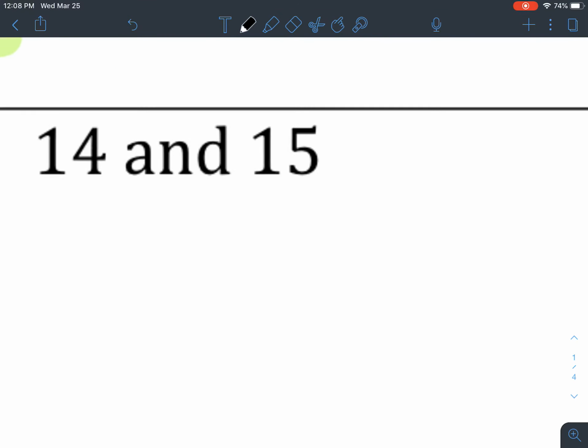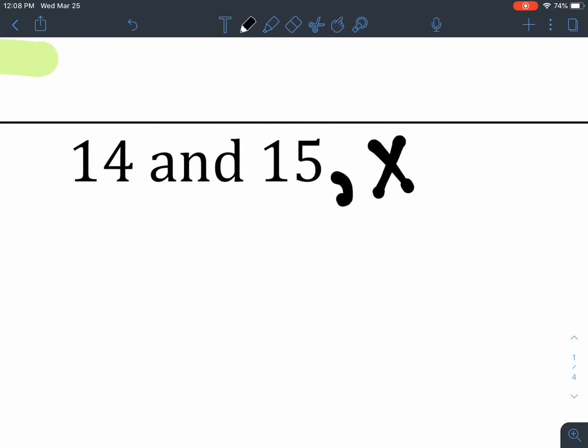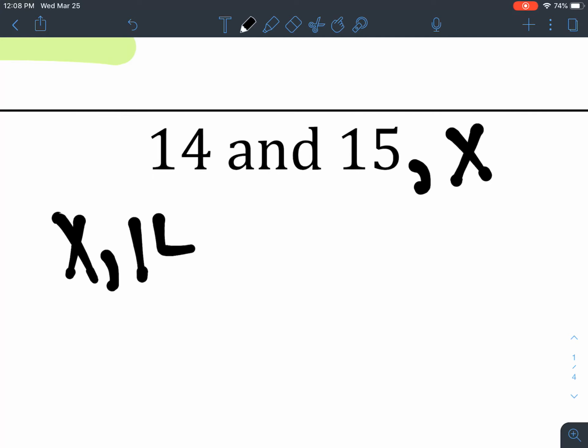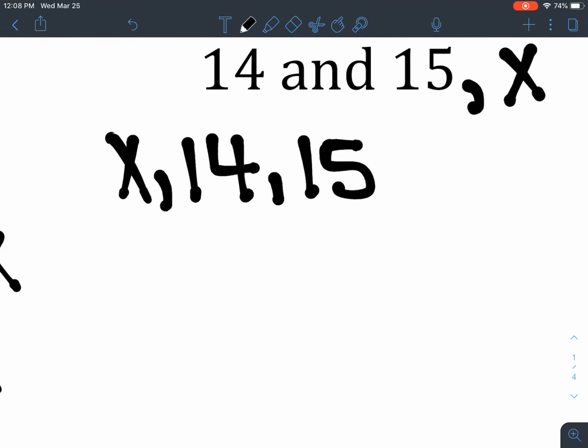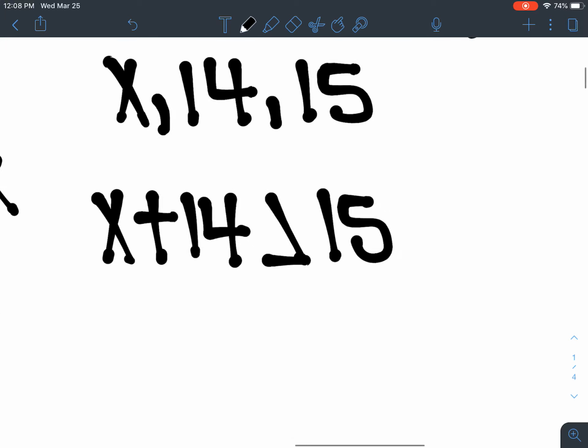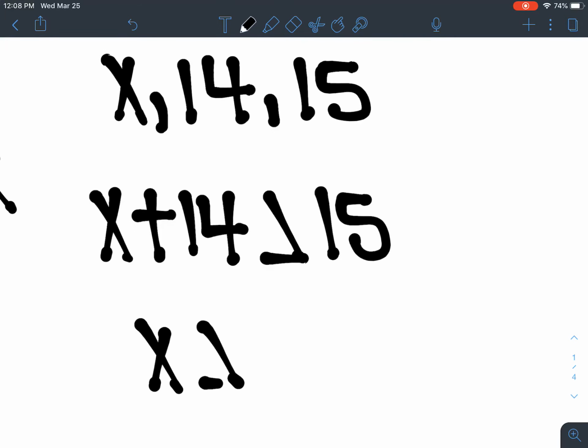So the same idea, I'm going to put an x to represent my third side length. So I would have x, 14, and 15. I'm going to start off with adding any two of them together. So I'm going to do x plus 14. That has to be greater than 15. So if I solve that, I get x has to be greater than 1.